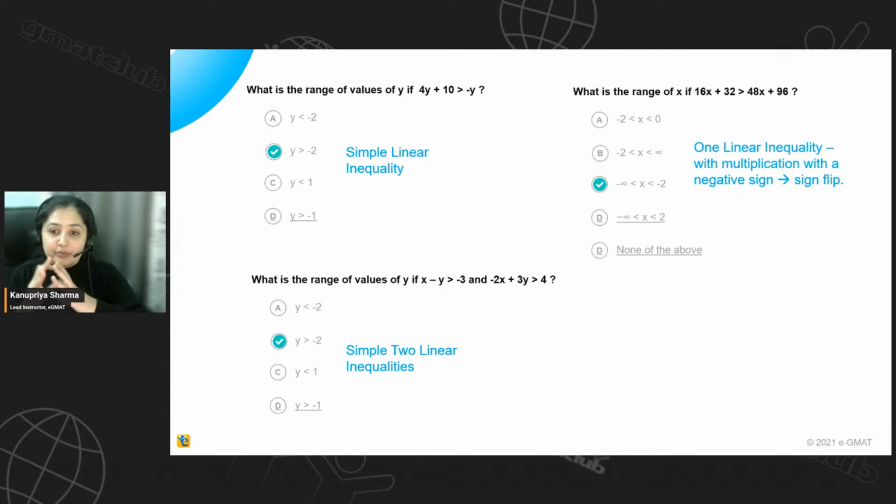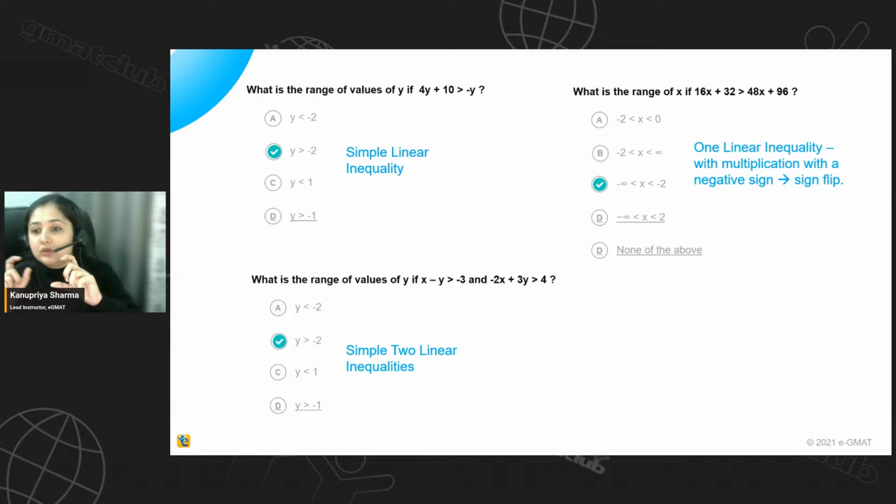Now, the first question is based on simple linear inequality. The second question is based on two linear inequalities. And the third question combines two concepts. One is linear inequality, and the second concept is that when you multiply an inequality by a negative sign, you have to flip the sign of the inequality as well, right?